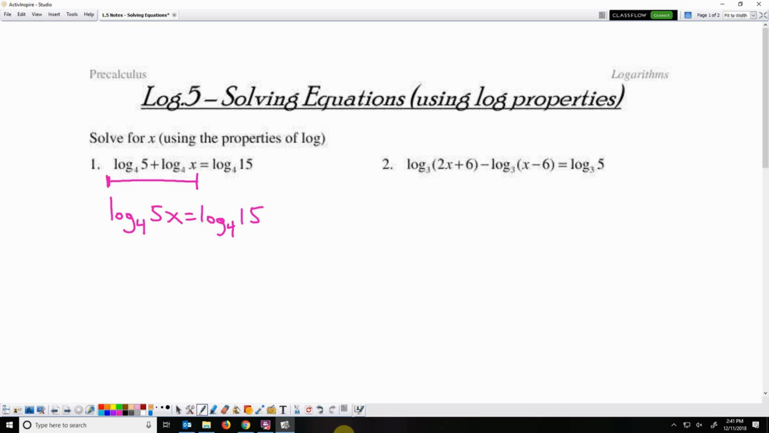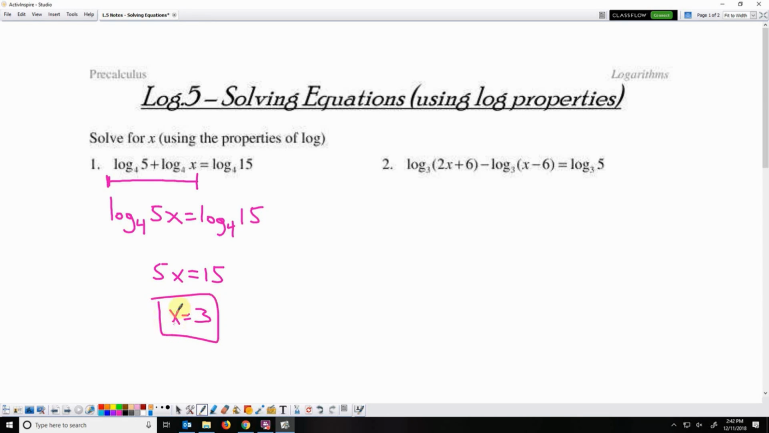We've also learned that when we've got two logarithms, one on each side with the same base, if the bases are equal, then the arguments are also equal. 5x equals 15. We've also learned another trick that could get rid of these logarithms would be a base 4 on both sides. We don't necessarily have to do it that way, but there's a visual of another thing that we've learned. But here, if I divide by 5, I get x equals 3.